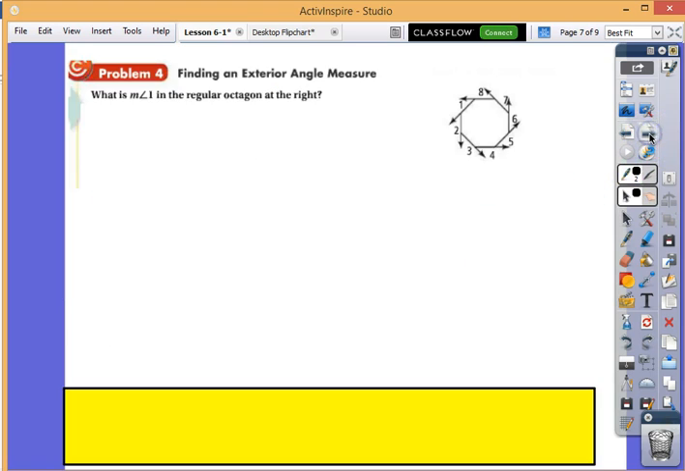How is that useful? Well, now we can find the exterior angle measure. What's the measure of angle 1 in the regular octagon to the right? Well, since all the angles are the same, they could share the same variable. And so 8x is going to equal 360. So x is going to equal 360 divided by 8, which turns out to be 45 degrees.